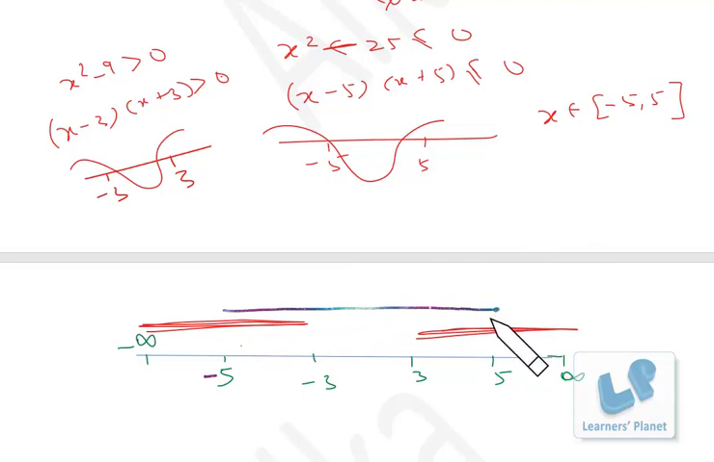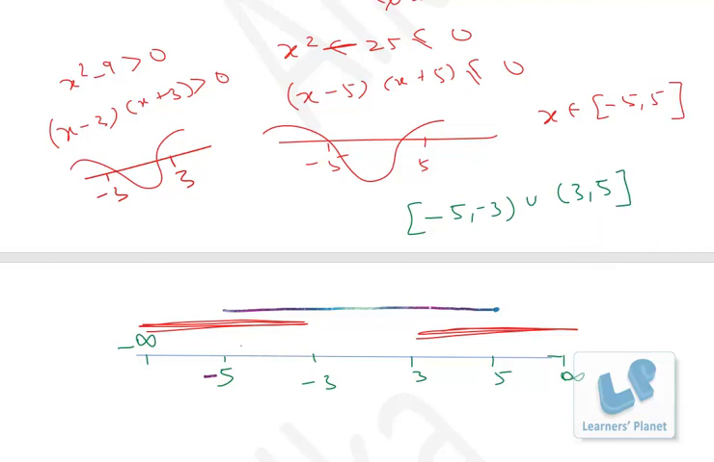Now we have to check the portion which is clubbed, which is a combination of the red line and this multicolored line. So it is from minus 5 to minus 3. Minus 3 is not included, but minus 5 is included. Union 3 to 5. So again 3 is not included, but 5 is included. Okay.